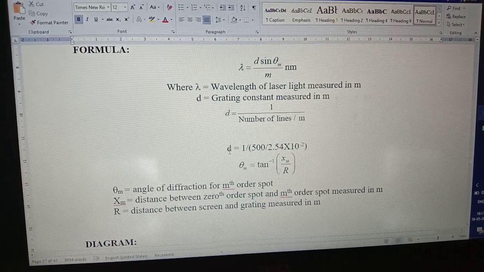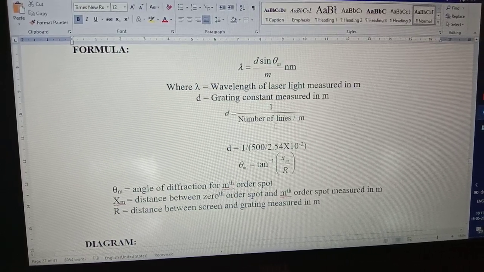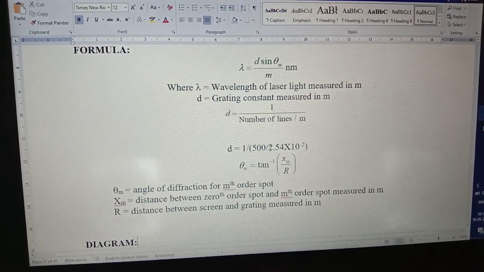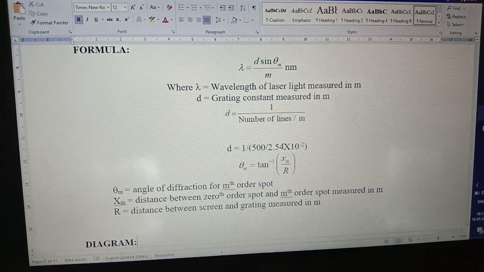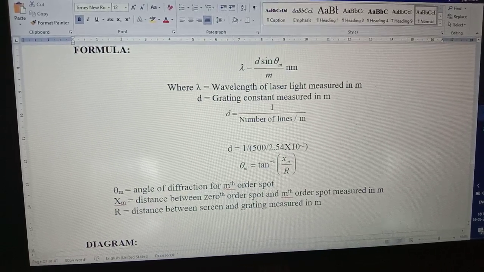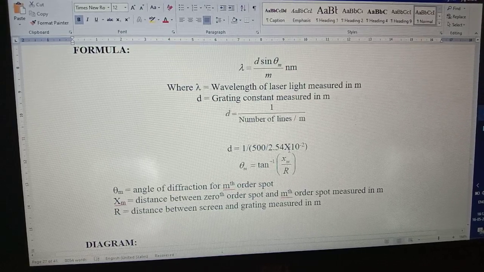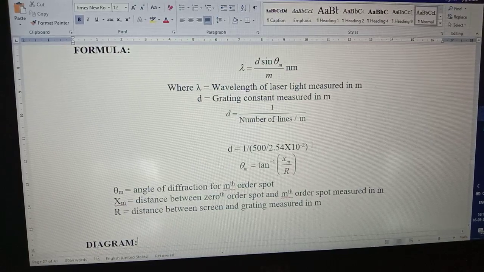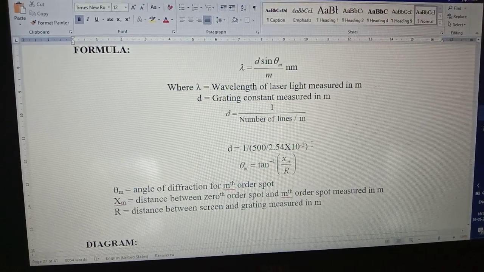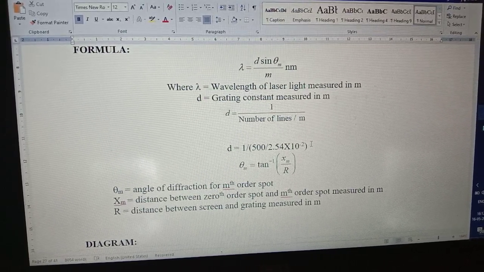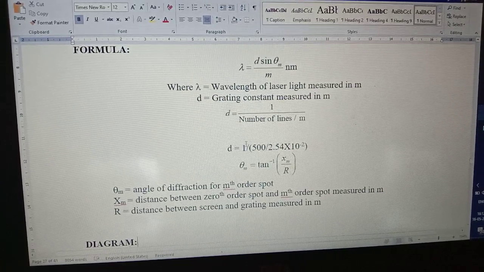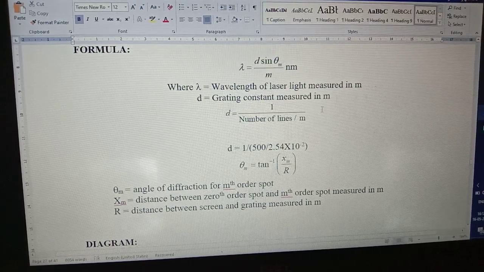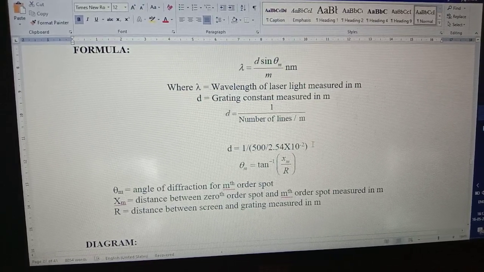To get this D value, 1 divided by the number of lines, which is 500 per inch, is taken as 1 inch divided by 500, where 1 inch equals 2.54 × 10^-2 meters. Hence D = 2.54 × 10^-2 / 500. If you simplify this, you will get the D value as 5.08 × 10^-5 meters. That is the expected answer for D. Since the unit meter comes to the numerator, the D value is just a distance.